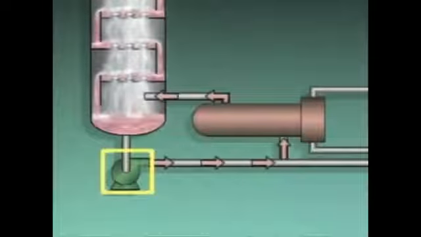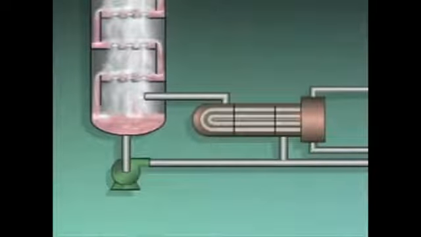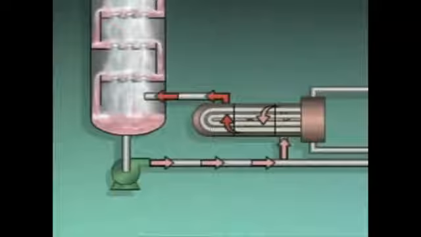A pump is used to circulate bottoms mixture through the reboiler. So this is a forced circulation system. The heating medium for the reboiler is steam. The steam flows through the tube side of the reboiler and transfers heat to the mixture flowing through the shell side of the reboiler.